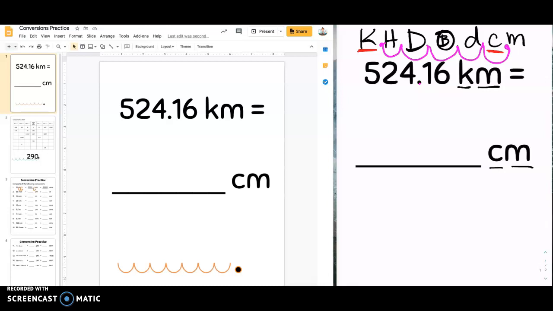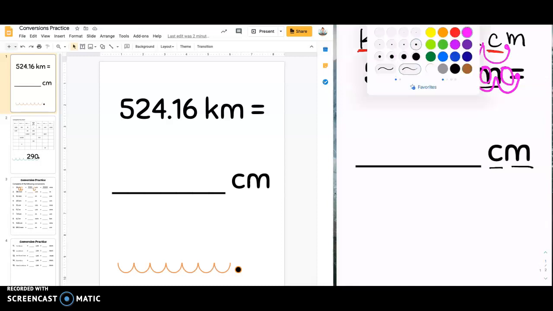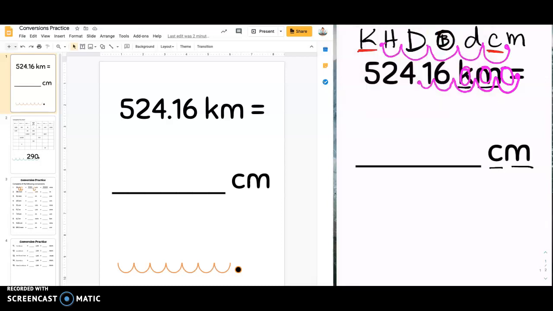Then I'm going to do the same thing with my decimal place in my number that I'm working with. So I'm going to take that decimal place, and I'm going to move it 1, 2, 3, 4, 5. And then I have these little empty loopy things, so I'm going to fill those in with zeros. And the new number that I get will be, right? And then I can fill in my commas, and now I have my number in centimeters.